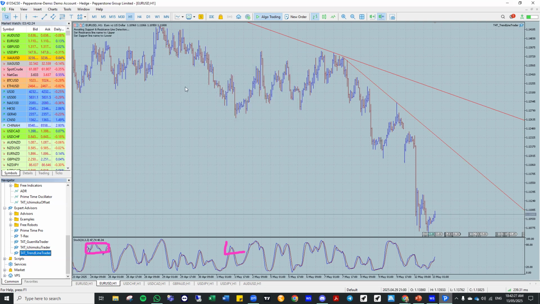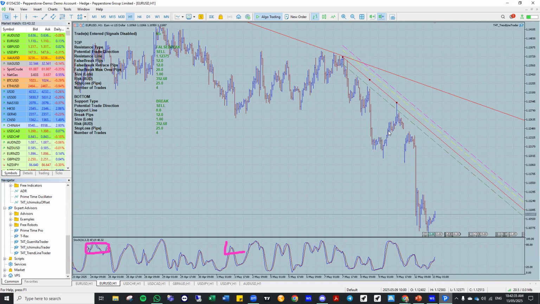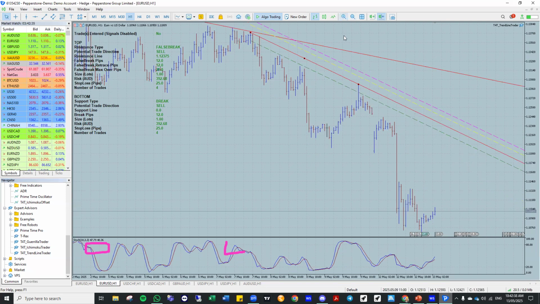So now what I'm going to do is just name this. Okay, so then we've got our trend line, blow up the level. This is a false break trade. As I said, there's two parts to this. And what Prime Time Pro does is it actually saves you potentially placing two orders, because you can have two different orders here using Trendline Trader. One is the false break in case it breaks above the trend line.